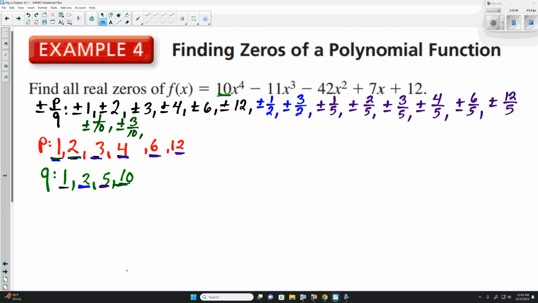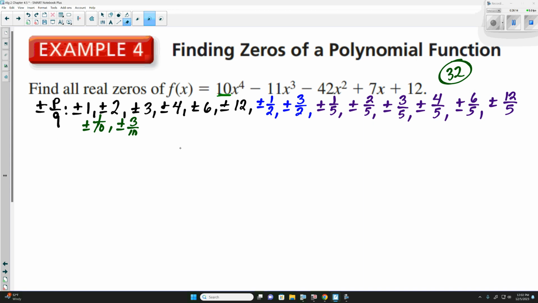So these here: 1, 2, 3, 4, 5, 6, 7, 8, 9, 10, 11, 12, 13, 14, 16 times 2 because positive, negative. We have 32 possible rational zeros. And there are only 4 possible zeros. At most, 4 of these 32 will work. At most. At least, none of them work.